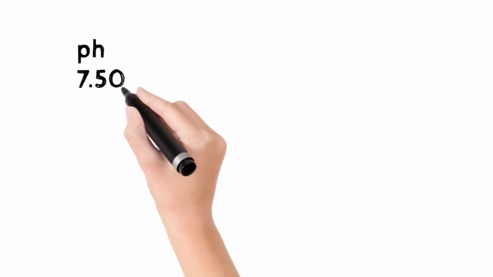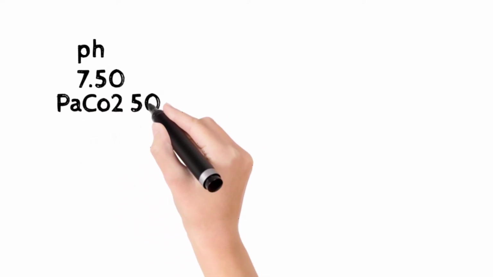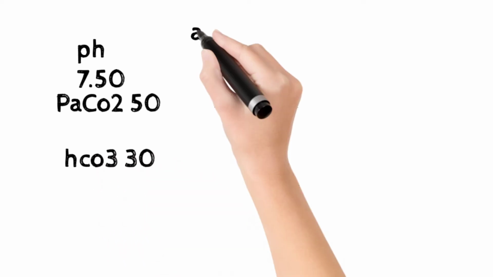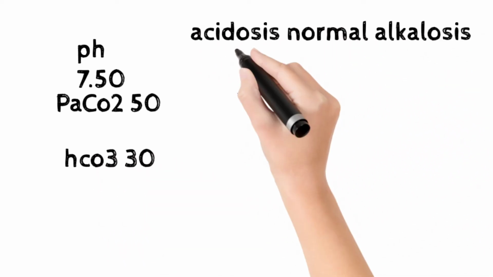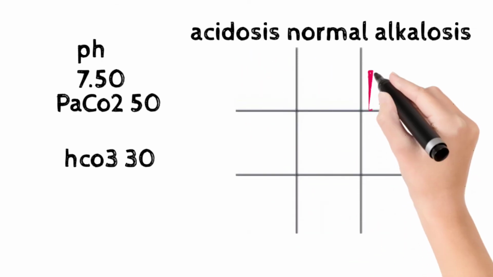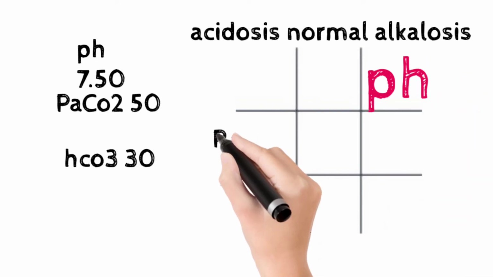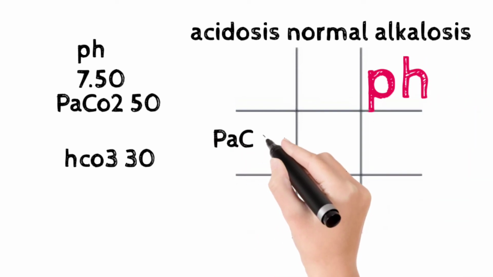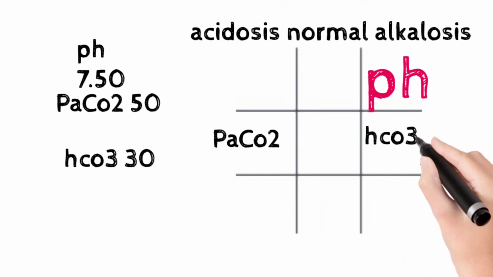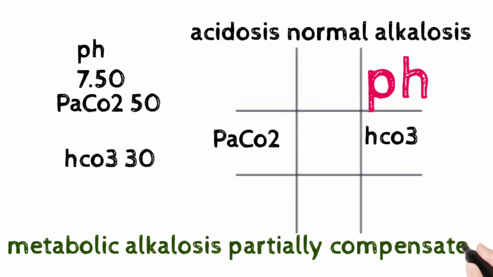Now pH is 7.50, again alkalosis. PaCO2 is 50, greater than 45, so it goes under acidosis. HCO3 is 30, greater than 28, so it goes under alkalosis. pH is in alkalosis, PaCO2 acidosis, HCO3 goes under alkalosis. So it is called metabolic alkalosis, partially compensated.